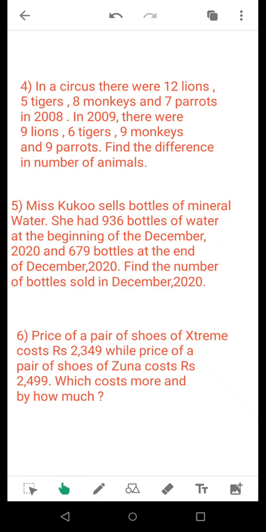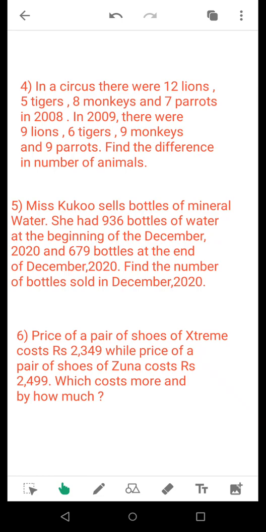Now coming to the last question. Price of a pair of shoes of Extreme, suppose this is a brand name Extreme, costs rupees 2,349 while price of a pair of shoes of Zuna costs rupees 2,499. Which costs more and by how much? So you have to find which brand is costlier and by how much. So this is also a comparison and subtraction based sum. I think you understood what to do.